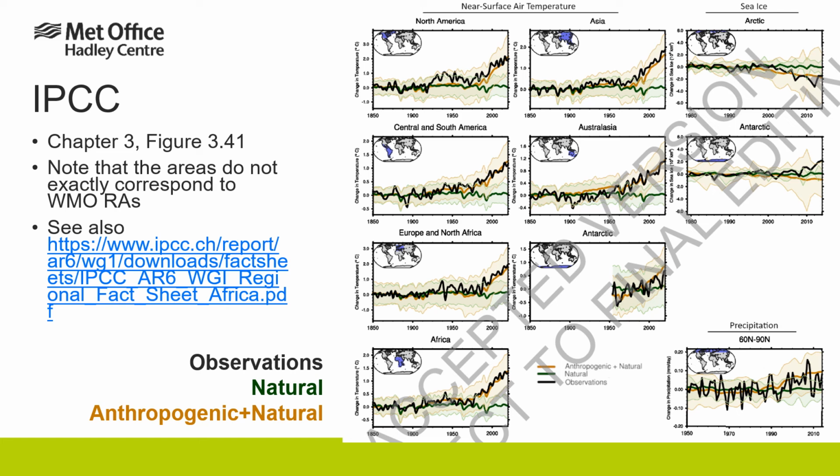So we have a natural-only set of model runs. This is what would have happened if there had been no anthropogenic warming and no anthropogenic drivers of the climate.